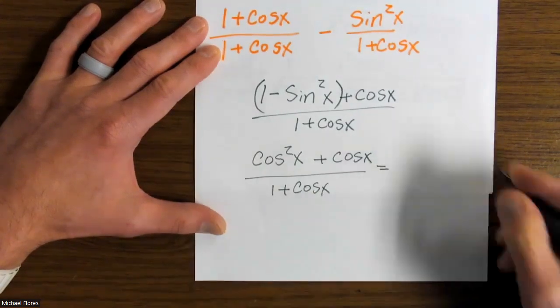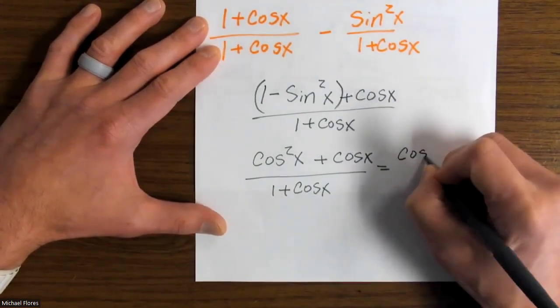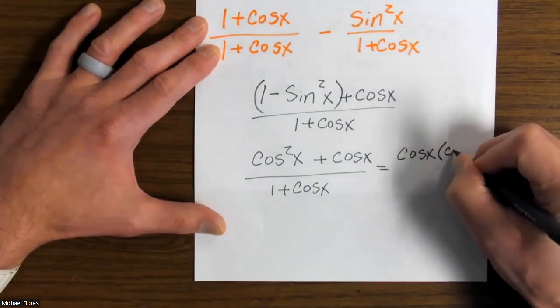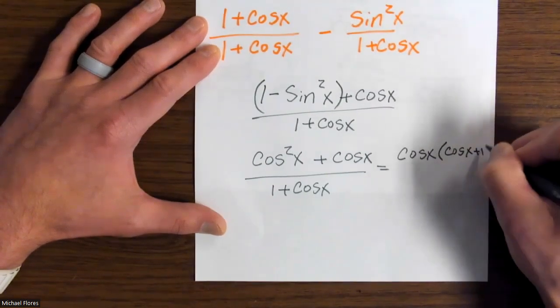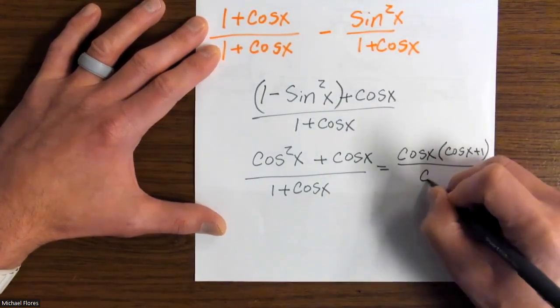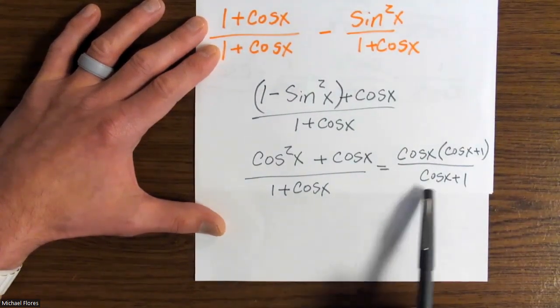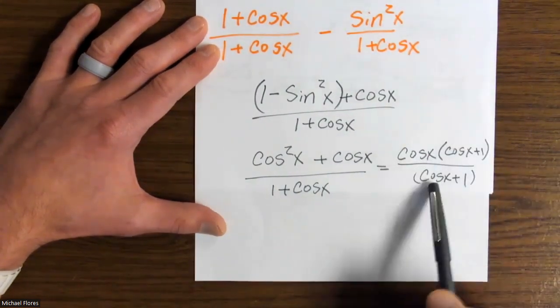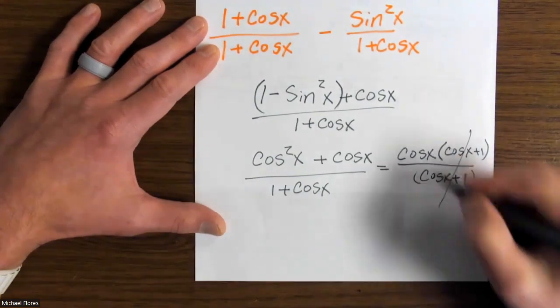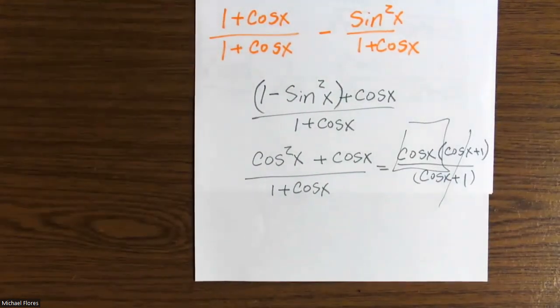meaning we can now factor out a cosine. And look, I just rearranged the denominator because don't these now match? Meaning you can cancel. Your final answer is cosine.